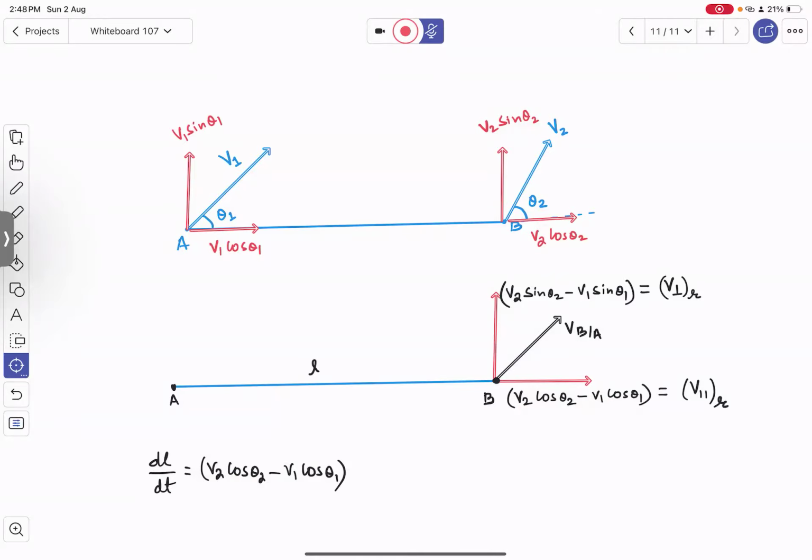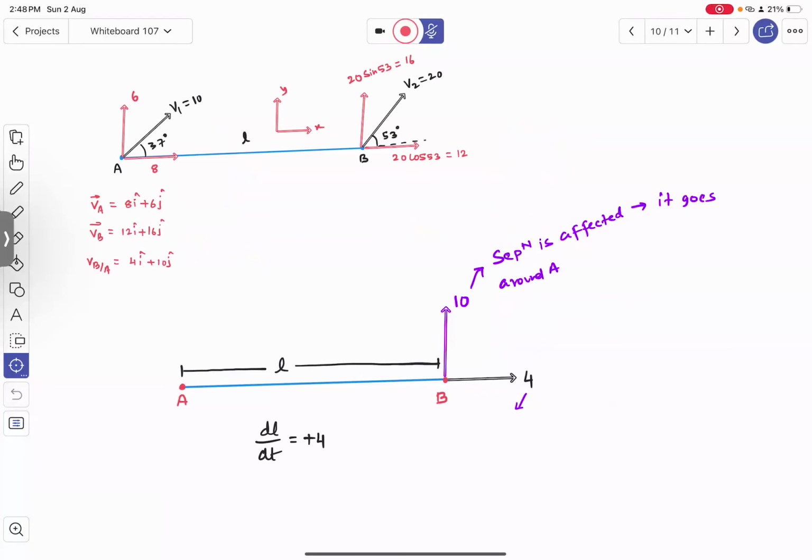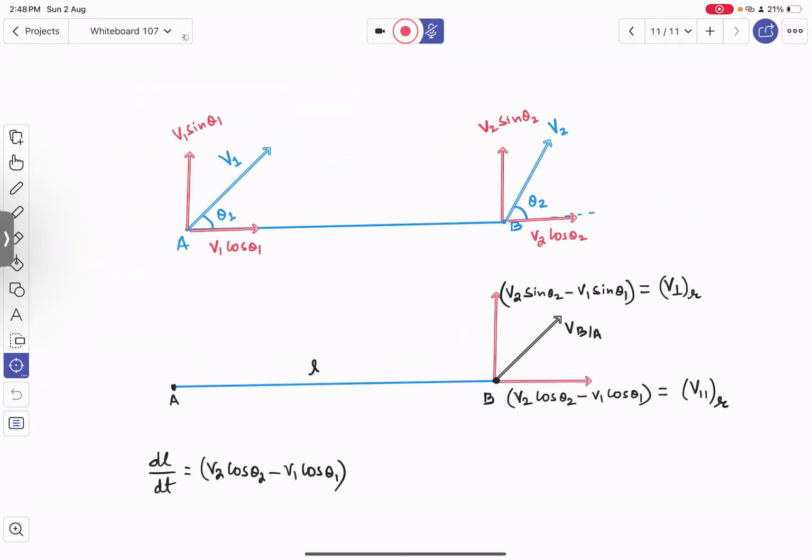So in this earlier case, V2 cos theta 2 is 12, bigger than V1 cos theta 1, which is 8. What I find is B moving with 4 in the direction away from A. In case it was reverse, or if V2 cos theta 2 is lesser than V1 cos theta 1, then the velocity of B with respect to A along the line joining them will not be away from A, it is going to be towards A, no? So I hope this point is clear to everyone.